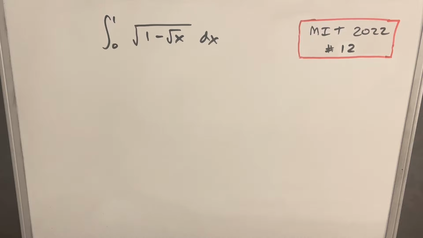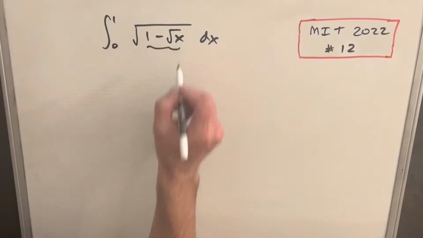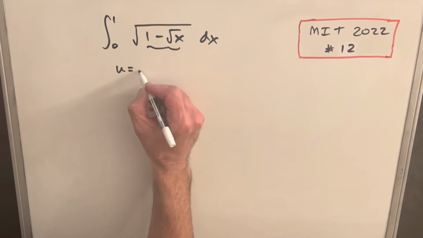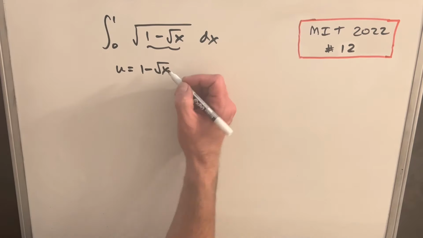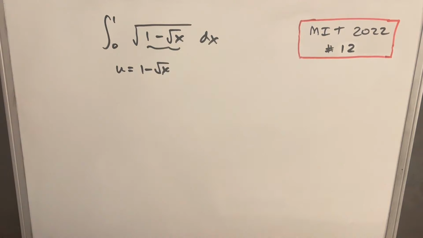Let's get started. So the problem we have on the board is the integral from 1 to 0 of the square root of 1 minus the square root of x dx. Thinking the way to go on this is going to be u substitution. We could try making a u substitution for the whole integral, but I think I'm just going to take the inside and call this part our u. So we'll call this u equals 1 minus the square root of x.